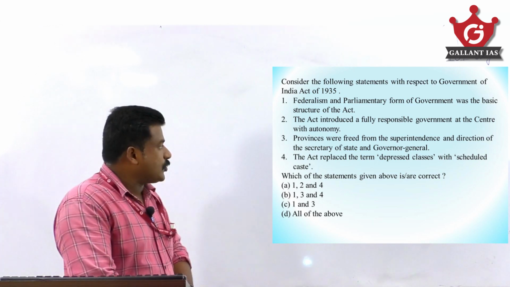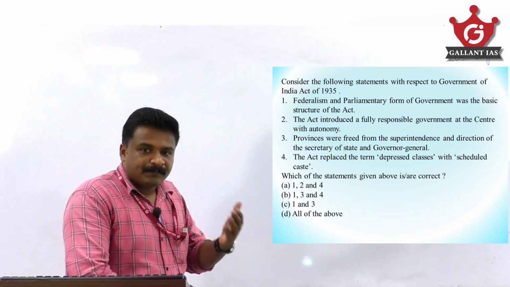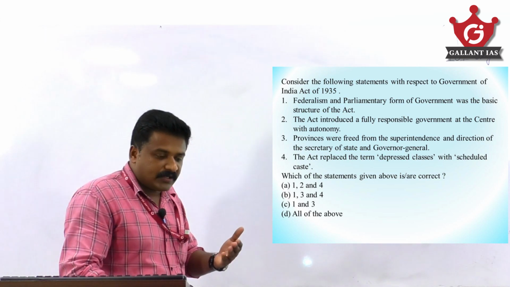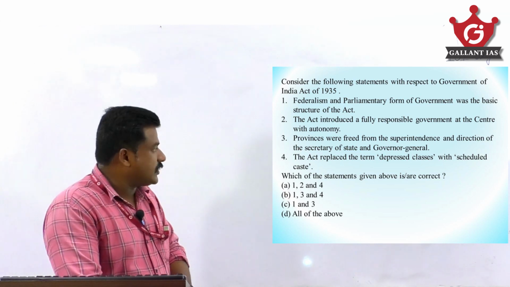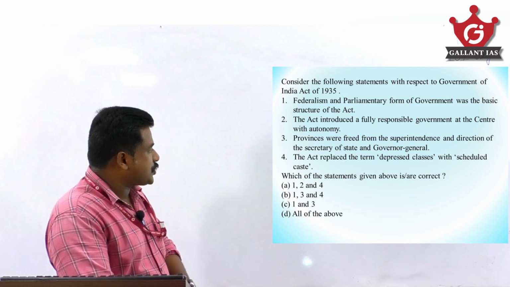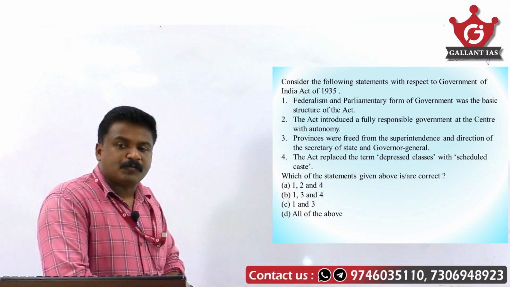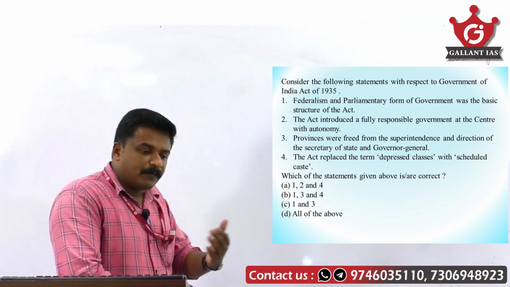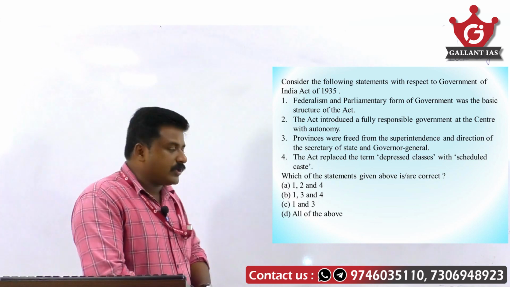There is no fully responsible government at the center. You could see that at the center, it's a kind of diarchy. Central diarchy is introduced here. Now, provinces were freed from the superintendence and direction of the Secretary of State and Governor General. So in the provinces, provincial autonomy is introduced. Independent or free government is introduced in the provinces. At the center, central diarchy is introduced.